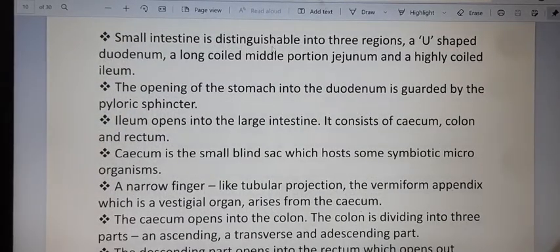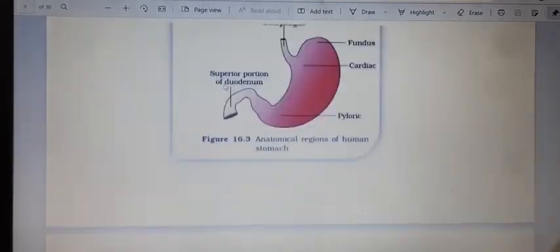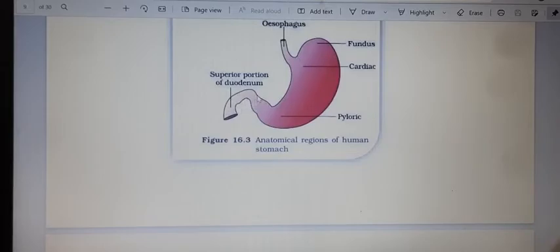Then small intestine is distinguished into three regions, as I have told in the diagrams. I have explained it. A U-shaped duodenum, which is a very short part, a long coiled middle portion, jejunum, and a highly coiled, very long ileum. Then the opening of stomach into duodenum is guarded by pyloric sphincter. So here there will be the pyloric sphincter.